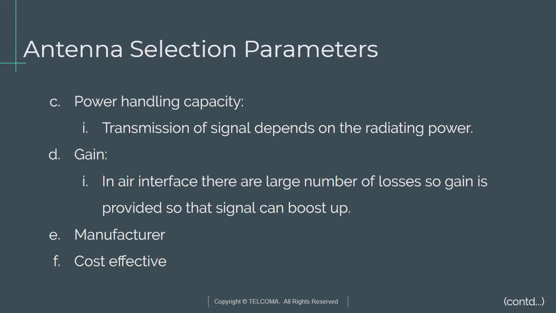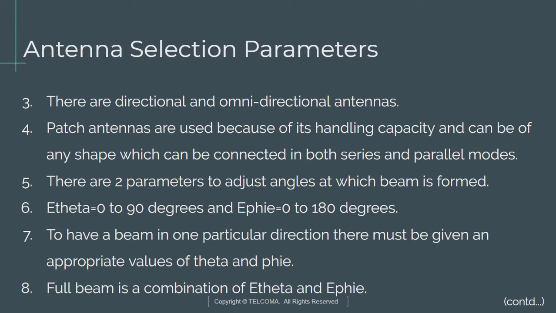Next is gain. In the air interface, there are a large number of losses, so gain is provided so that the signal can boost up. The next two parameters are the manufacturer, and the antenna should be cost effective. There are directional and omnidirectional antennas. Patch antennas are used because of their handling capacity, and they can be of any shape, which can be connected in both series and parallel modes.